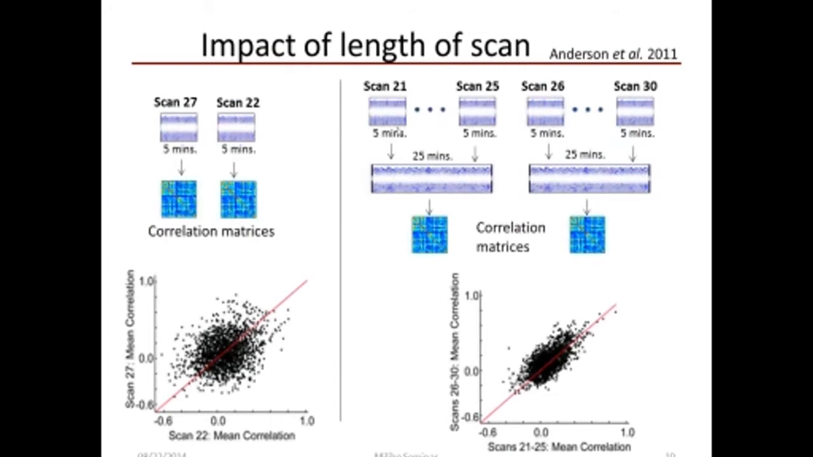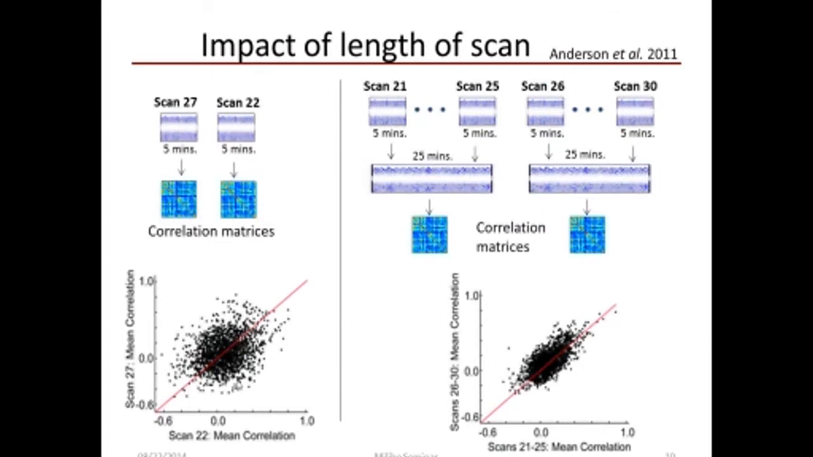Now, the other potential factor is the length of the scan that is used to construct the brain network. To study this, Anderson and colleagues from University of Utah collected 55-minute resting state scans from one subject. Here on the left, they took one 5-minute scan and computed the brain network, or the correlation matrix. They took another 5-minute scan, computed the correlation matrix, and then asked the question, how similar are these two brain networks?